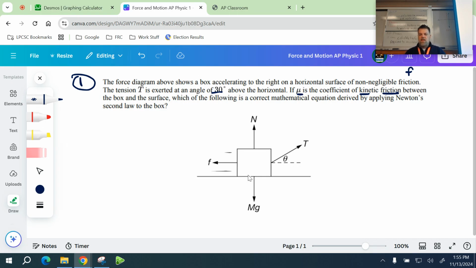So remember, it looks like the motion of the box is going this way, because that's what the tension is pulling. And friction always goes in the opposite direction of the motion. Now, we also know that the normal force is going up, and that the weight, remember this is the weight, will have a negative value because the acceleration due to gravity is going in the negative direction, right?